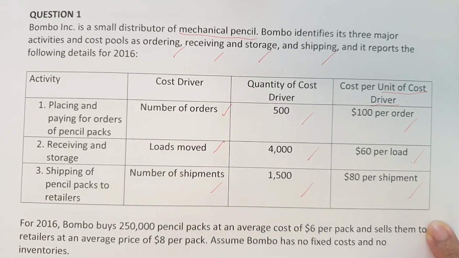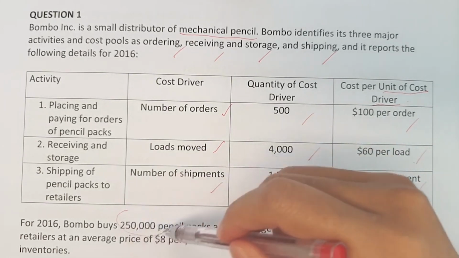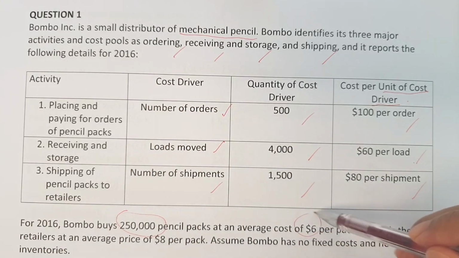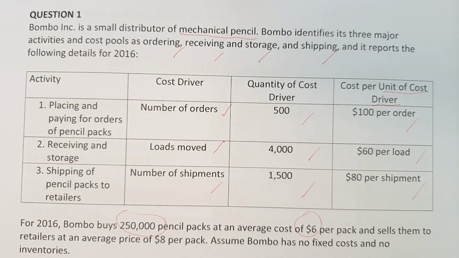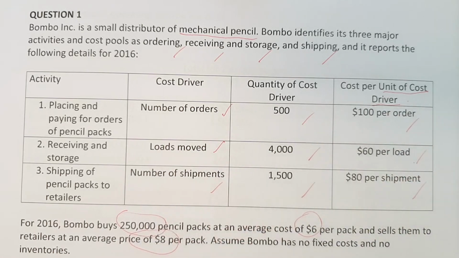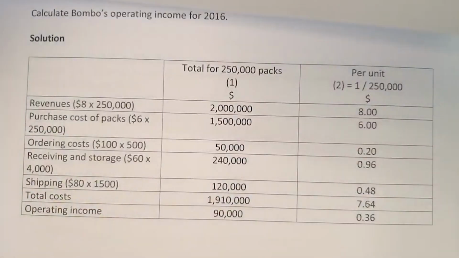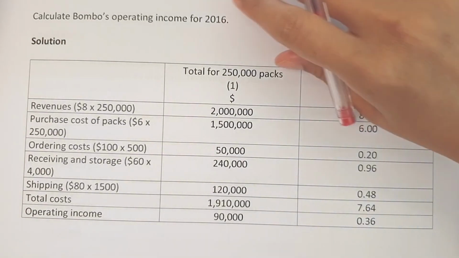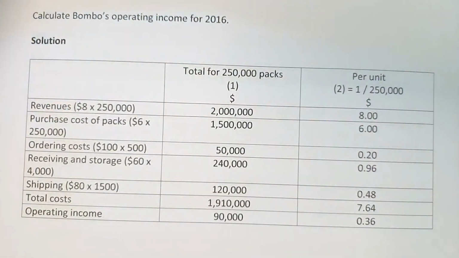For 2016, Bombo buys 250,000 pencil packs at an average cost of $6 per pack, and sells them to retailers at an average price of $8 per pack. Assume Bombo has no fixed costs and no inventories. Calculate Bombo's operating income for 2016. Okay, this is very straightforward and very easy to do.